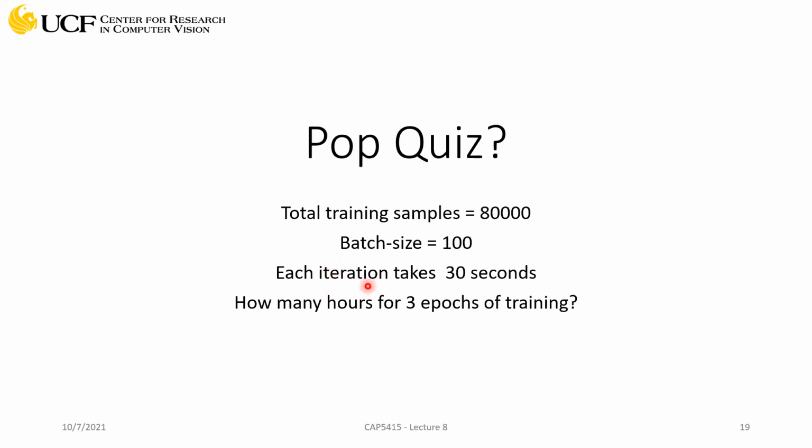Then it's saying that each iteration requires 30 seconds, which means that 800 iterations will require 800 times 30 seconds, right? You can just multiply these two, and that's one epoch. So for 3 epochs, just multiply that with 3. So the answer will be 3 times 30 times 800.